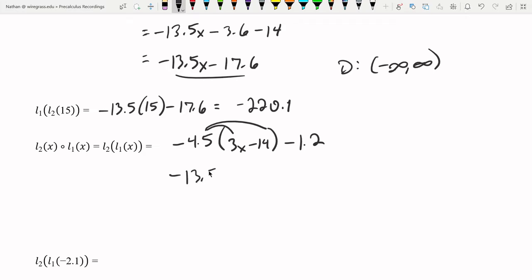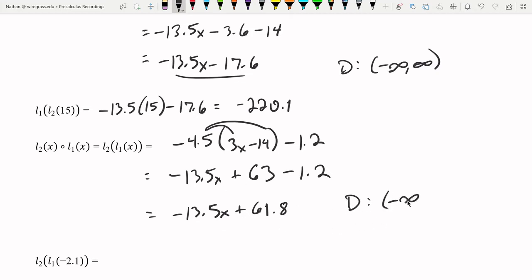negative 13.5x. Negative times negative is positive, so we're going to get positive 63 minus 1.2, and of course negative 13.5x plus 61.8. This is a linear function, so the domain is everything.